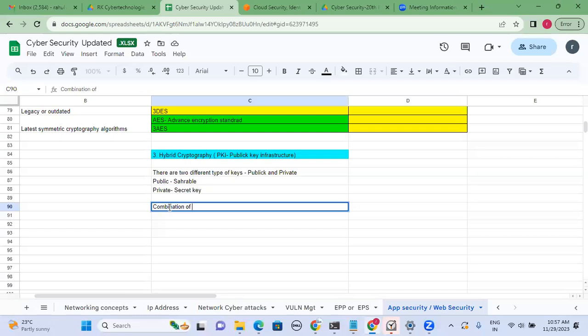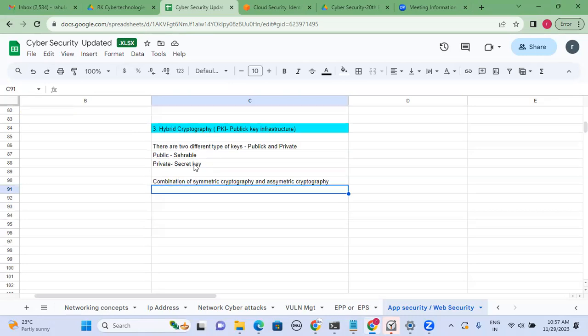Combination of both symmetric cryptography and asymmetric cryptography. So that is called hybrid. So symmetric plus asymmetric cryptography is called hybrid cryptography. Understood? Now, 90% of organizations use a combination of symmetric plus asymmetric only.